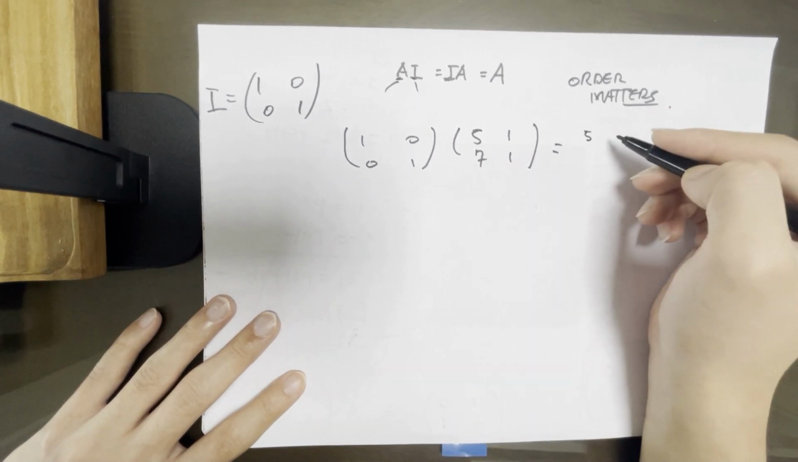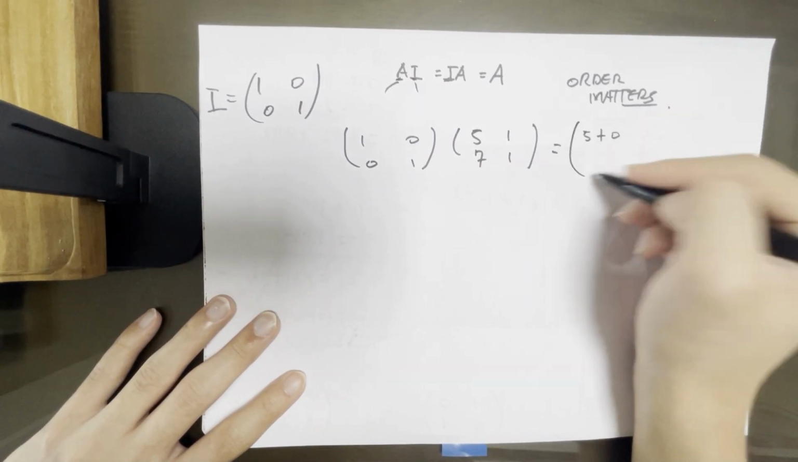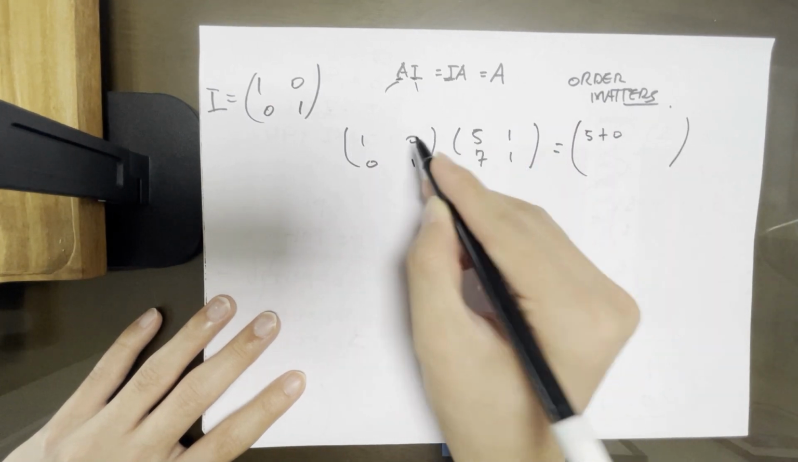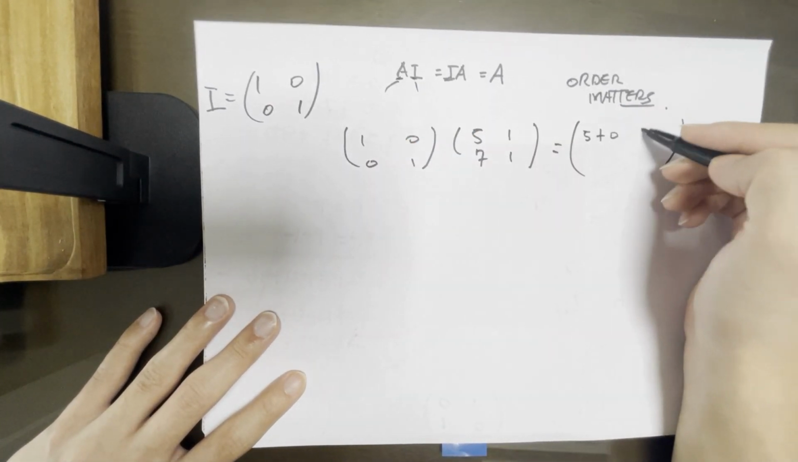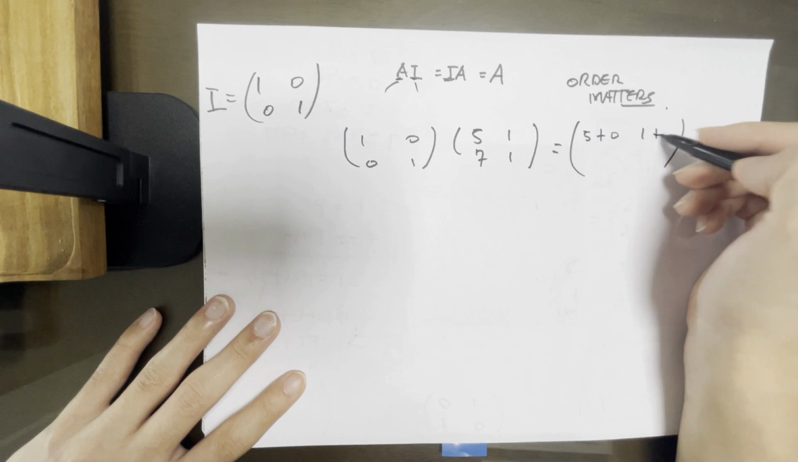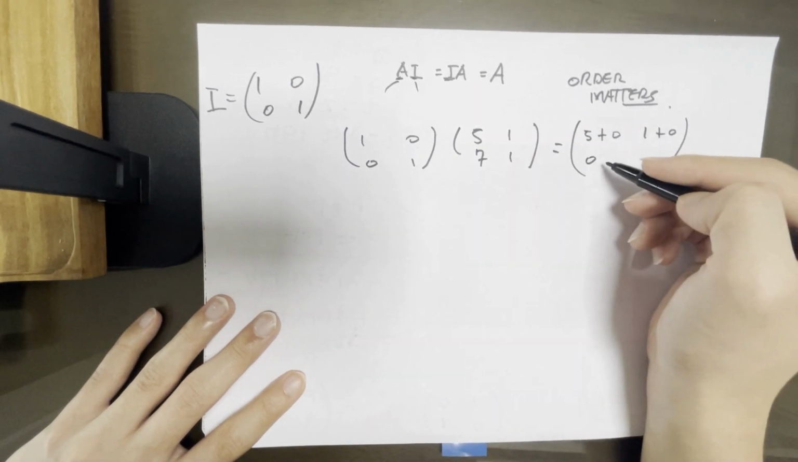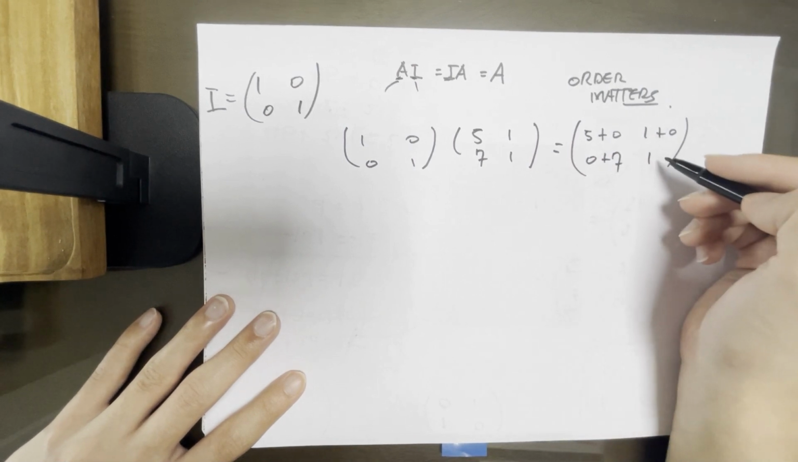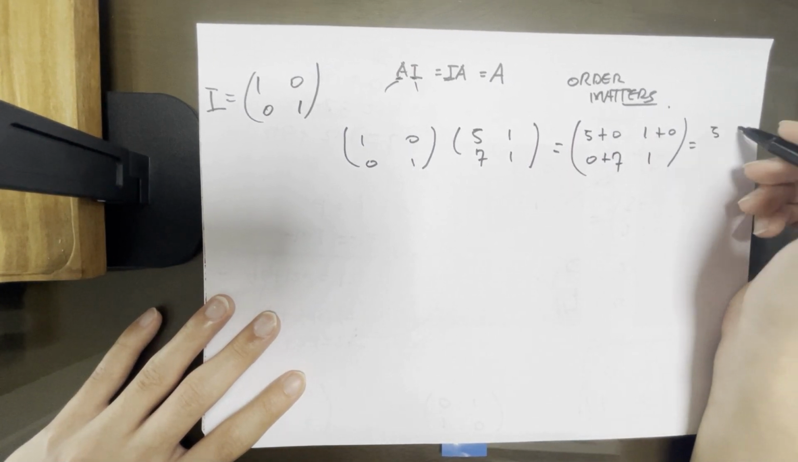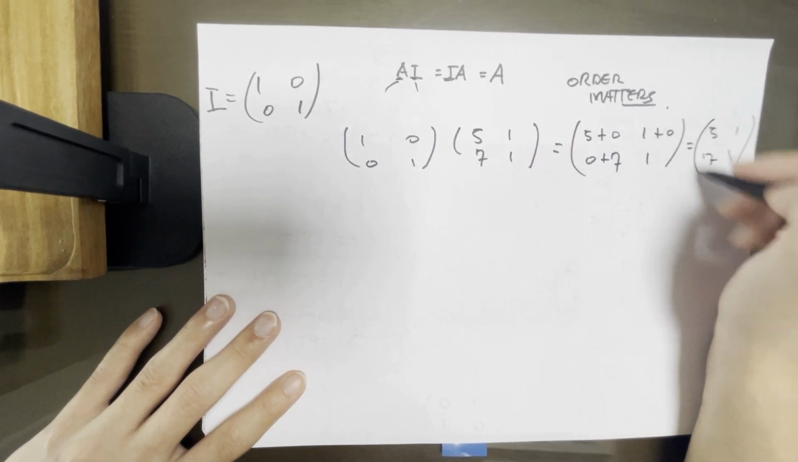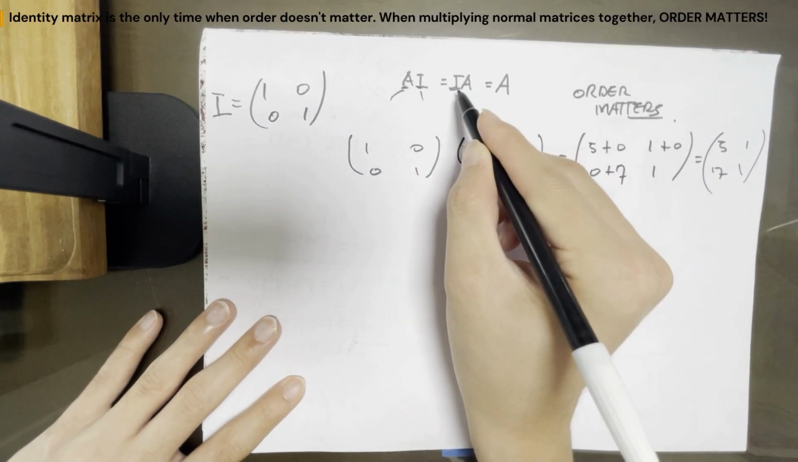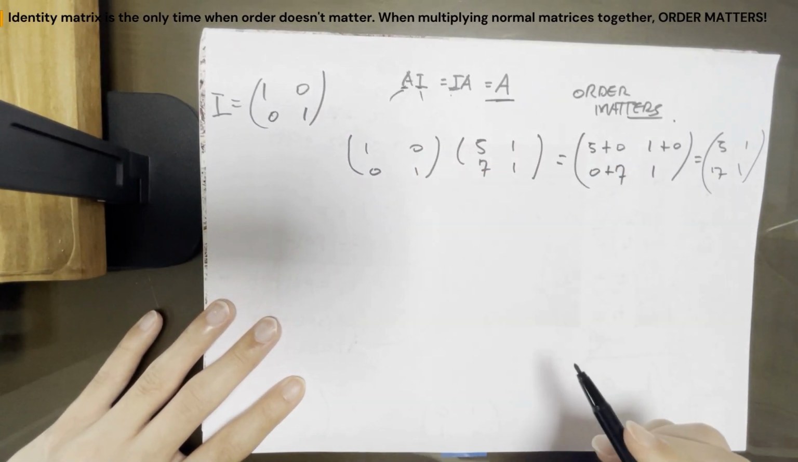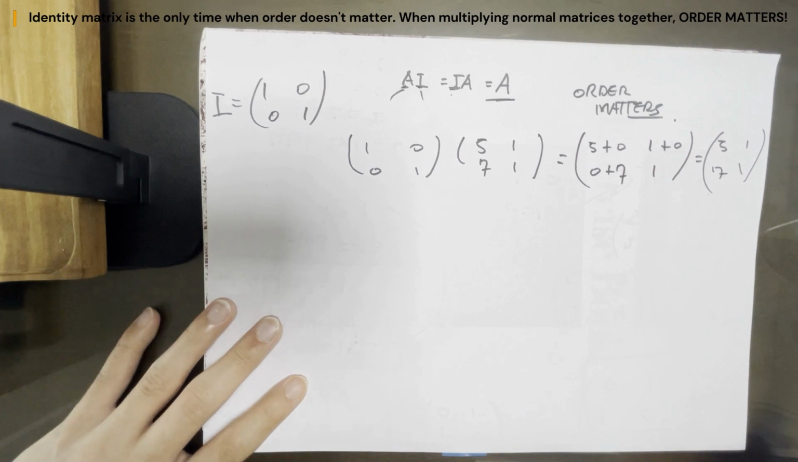1 times 5 is 5. 0 times 7 is 0. 1 times 1 is 1, 0 times 1 is 0, 0 times 5 is 0, 7 times 1 is 7, 0 times 1 is 0, 1 times 1 is 1. Simplified, 5, 1, 7, 1. Same one, right? So AI is equal to IA, which is A, the original matrix. So the order doesn't matter with the identity matrix.